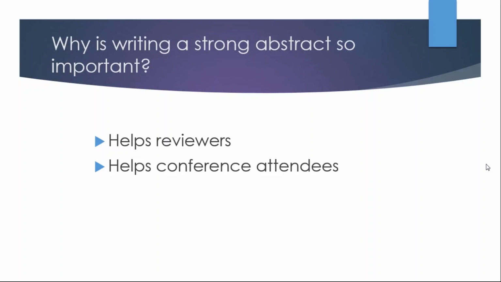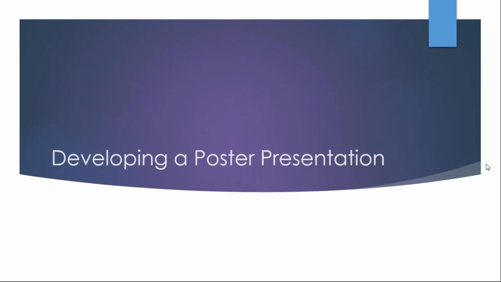But it also helps conference attendees decide whether or not they should attend your presentation. For those folks who have attended conferences, the way you decide how you're going to spend your day there is you look at the different titles of presentations, you look up the abstracts that are printed either in the conference program or online, and then you decide which sessions to attend by that information. So once you get accepted, you're also trying to entice the audience to come and see your poster presentation.